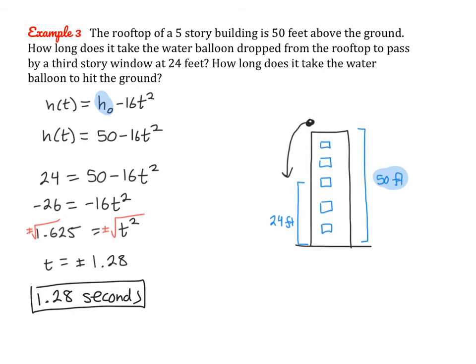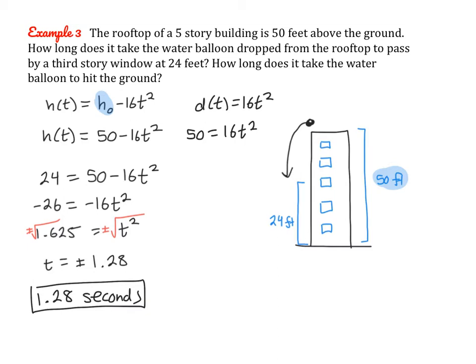But they also want to know how long does it take for the water balloon to hit the ground. So for this one, we can actually go back to that first equation, d of t equals 16t squared, because they want to know how long does it take for the distance fallen to be the total, to be 50. So we can replace d of t with 50 equals 16t squared. And again, let's use that square root method.